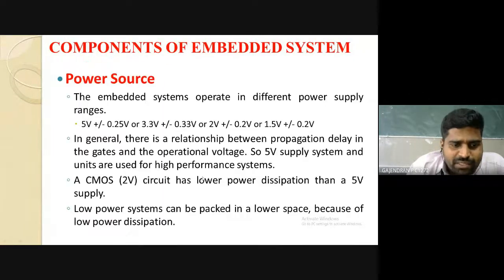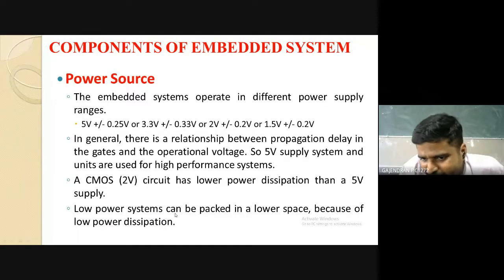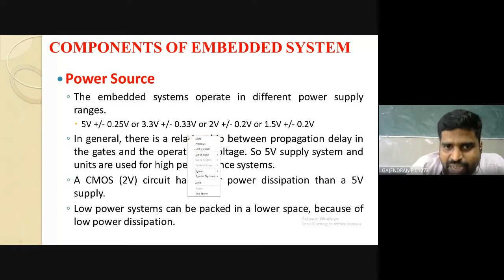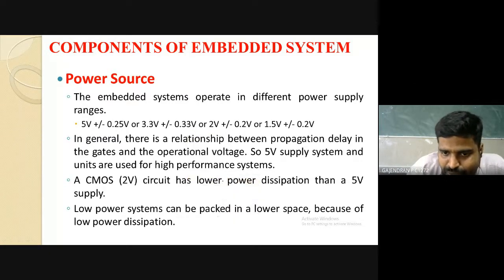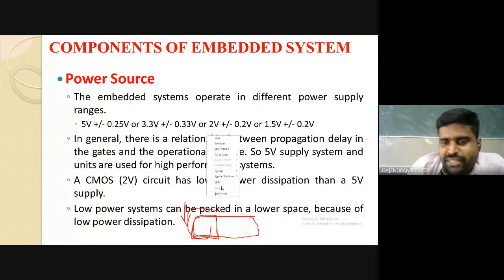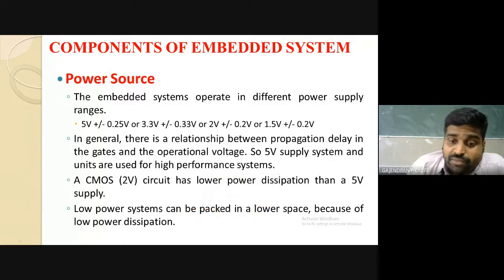Anything else you need, a low power system can be packed in a smaller space because of low power consumption. Yes, I squared R loss is the heat. Everyone knows, am I correct? So as the loss comes down, you can reduce the silicon size. If you reduce the silicon size, you can reduce the cost. Size of the system will reduce. Many things will get reduced. Form factor will get improved.